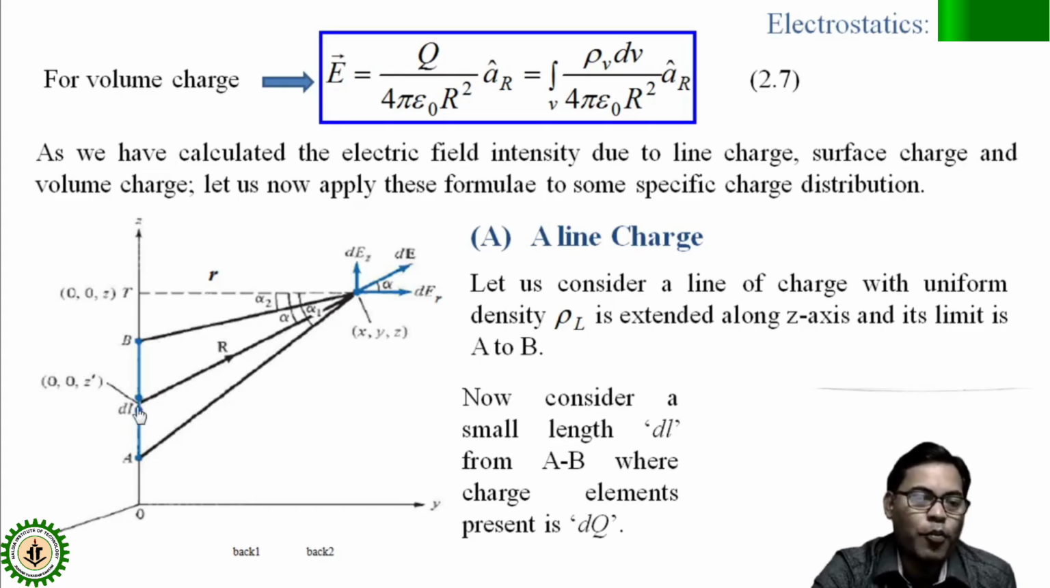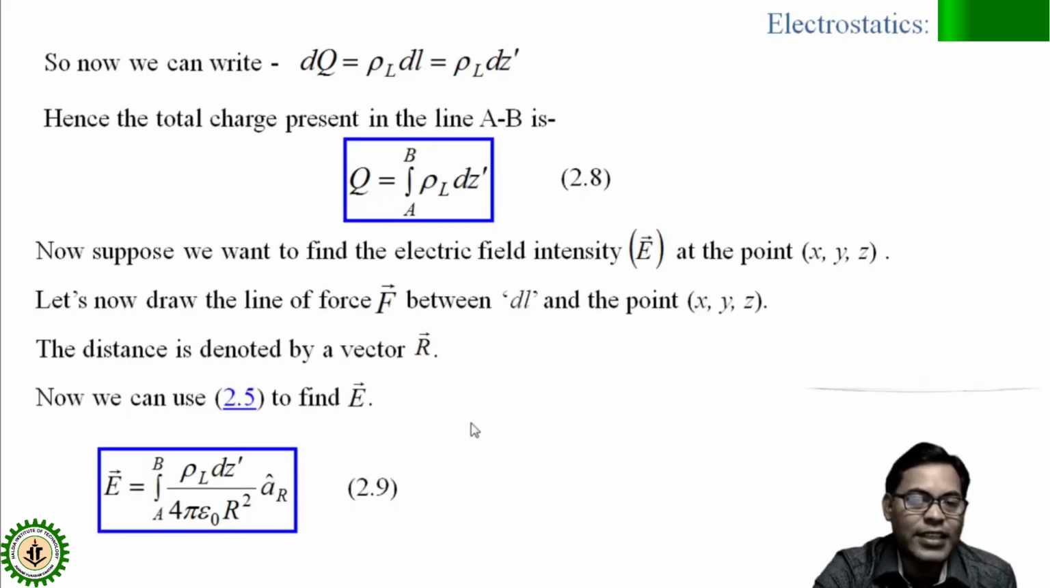Now the next point is to calculate the charge, that is dq, in this dl length. So the charge dq can be written as rho l into dl, but here dl is a very small length and its coordinate is z prime, so we can write dq equals rho l dl or rho l dz prime. So here the total charge in the line, q, will be equal to the line integral, with limit a to b, of rho l into dz prime.